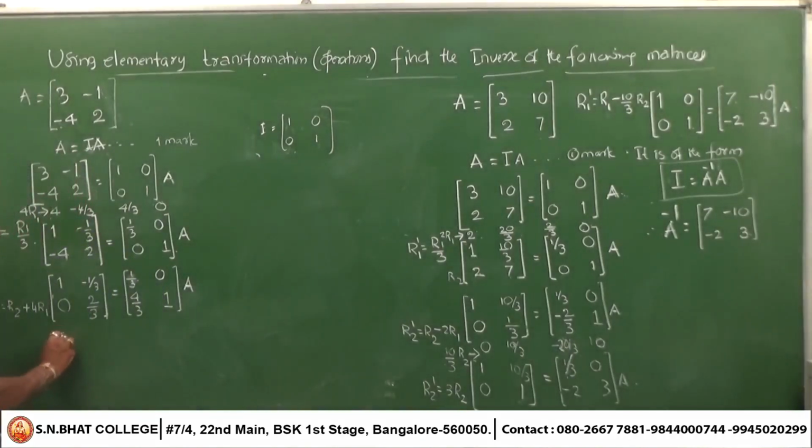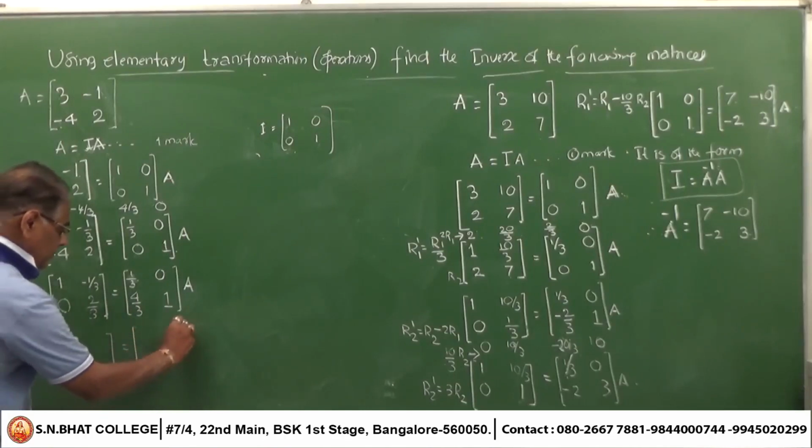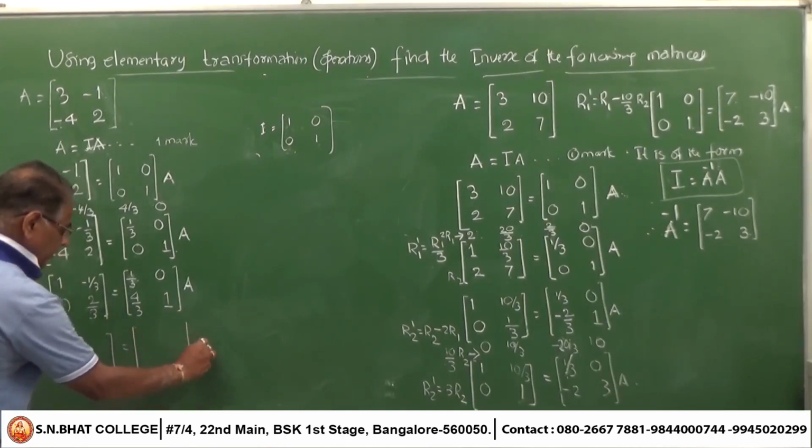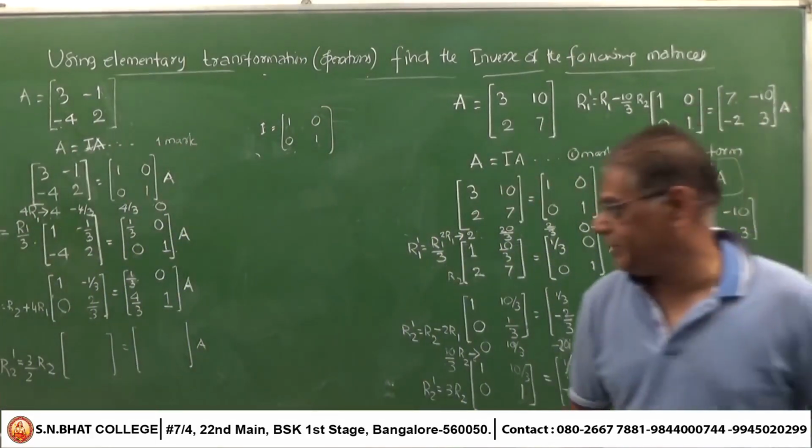Multiply R2 by 3 by 2. 3 by 2 into 2 by 3 becomes 1. R2 dash is multiply R2 by 3 by 2 into 2 by 3 becomes 1. I have made 1, I have made 0. Next I have to make 1, which means multiply R2 by 3 by 2, to make the second row element 1.